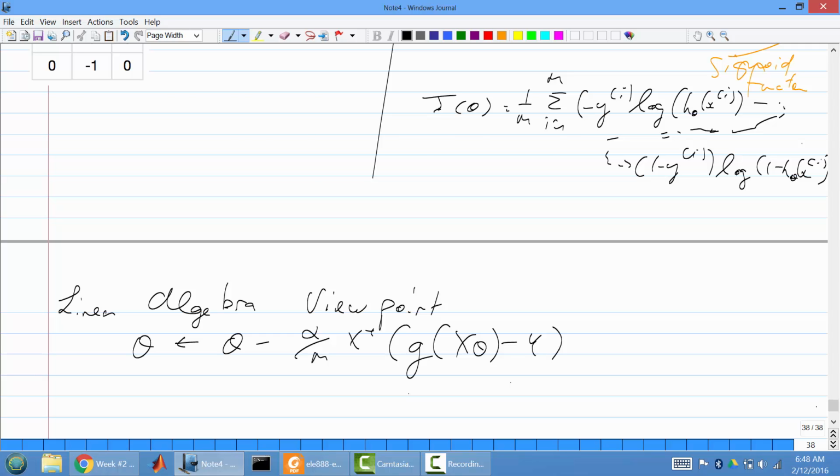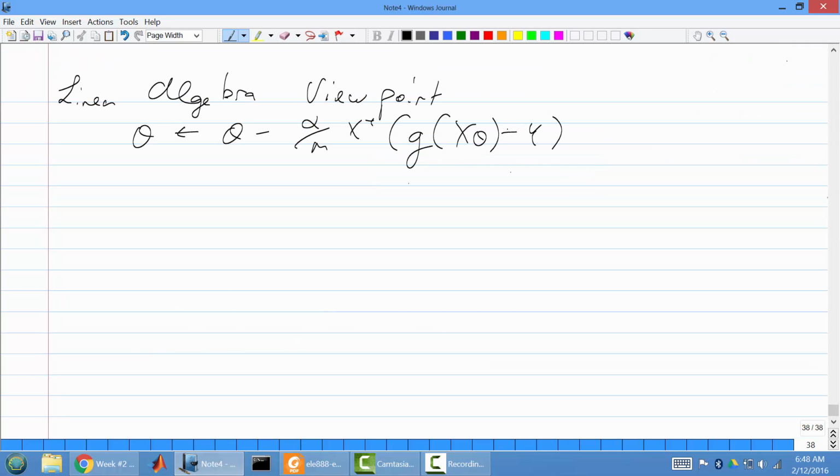Okay, so what's happening is x times theta is a vector, and what you're going to do is compute the sigmoid value once you compute this vector. So x is our data matrix as before.